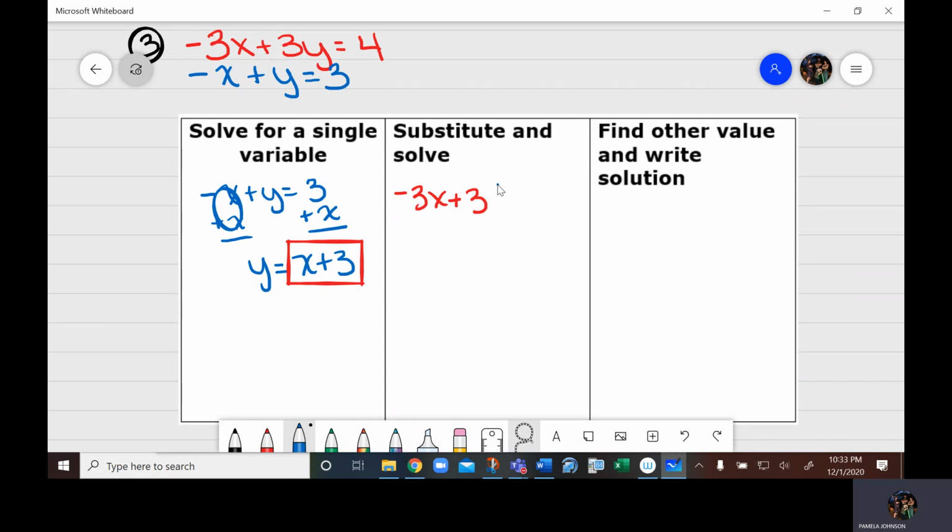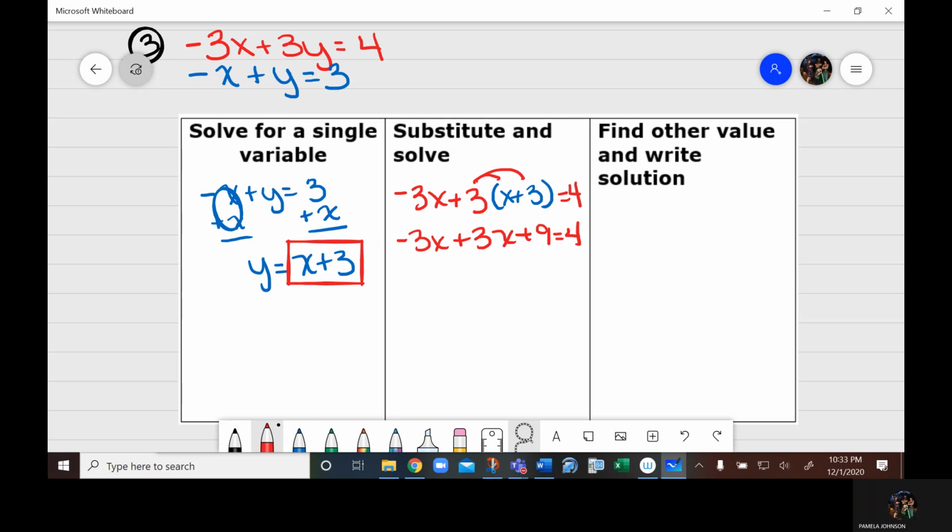So negative 3x plus 3 times x plus 3 equals 4. Okay. So I'm going to distribute this 3 in there. We're going to simplify that left side. So negative 3x plus 3x plus 9 equals 4.